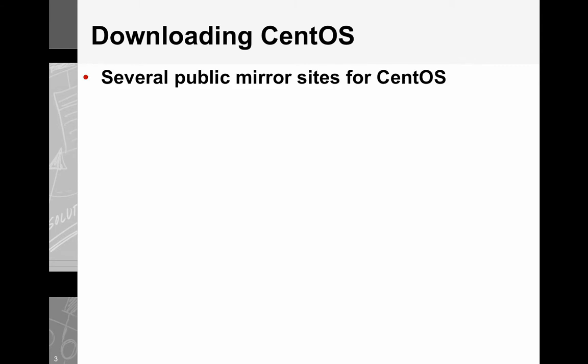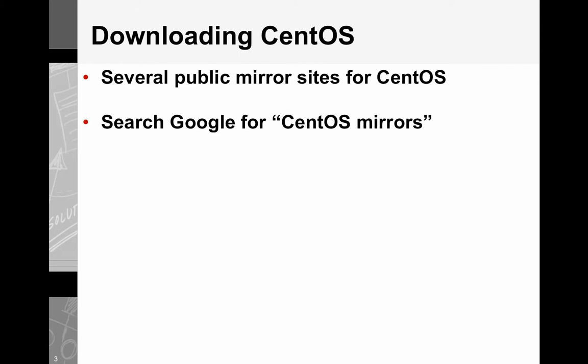Downloading CentOS. There are several public mirror sites available for CentOS. All you need to do is go to Google and search for CentOS mirrors. You'll get the mirrors link. But for your convenience, I have put together a link here. CentOS.org/download/mirrors will take you to a page that has a list of all the CentOS mirrors from where you can download the operating system.